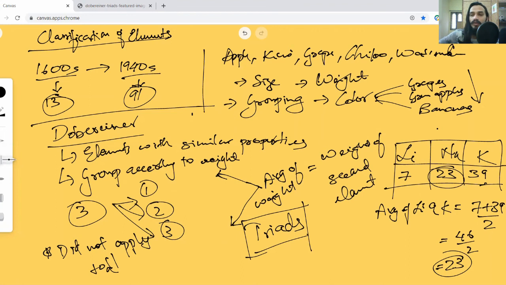Another issue was that if the elements are too heavy, like for really small elements with very light weight, or really big elements with a lot of weight, it did not apply at all. It used to go very wild, right? So there was only a very limited scope for this.